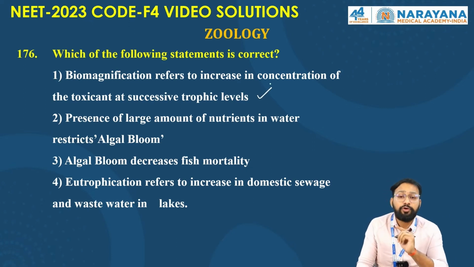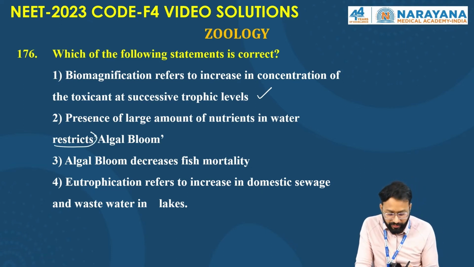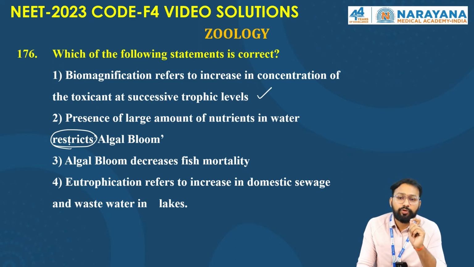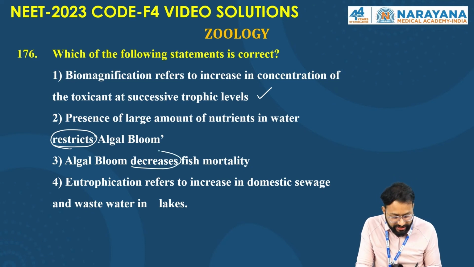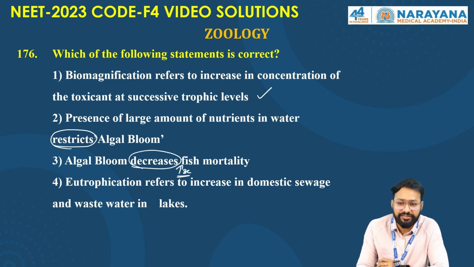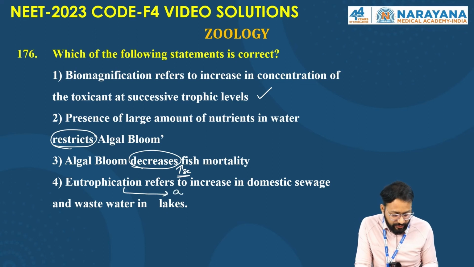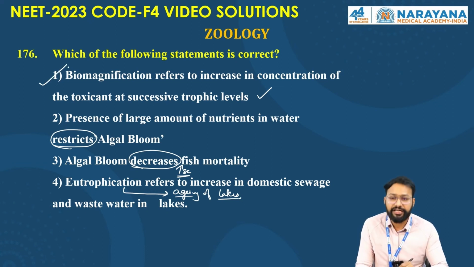Presence of a large amount of nutrients in water restricts algal bloom. No, it does not restrict, rather it promotes. Algal bloom decreases fish mortality. No, rather it increases the mortality of fishes. Eutrophication refers to increase in domestic sewage. No, eutrophication is the aging of lakes. So option 1 is correct.